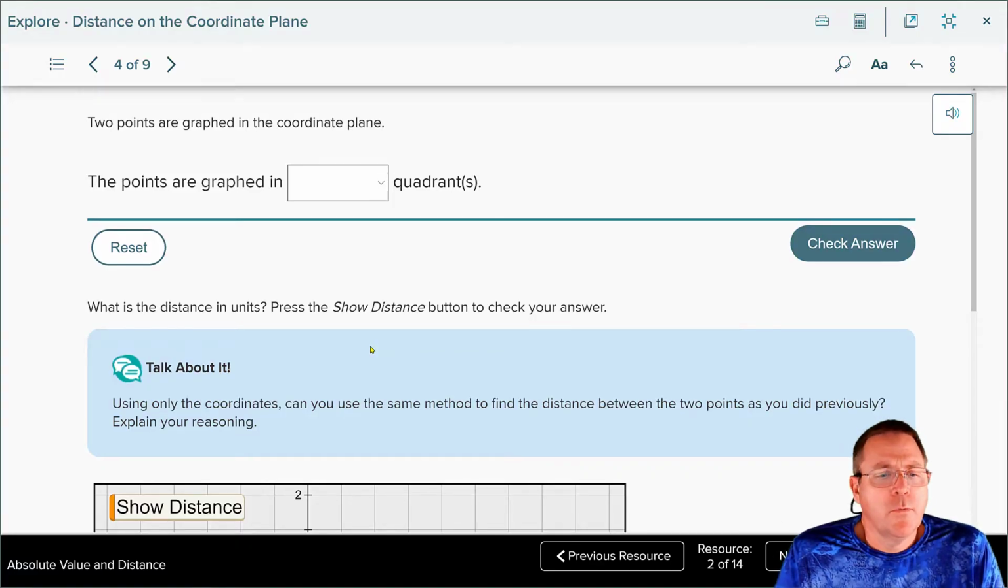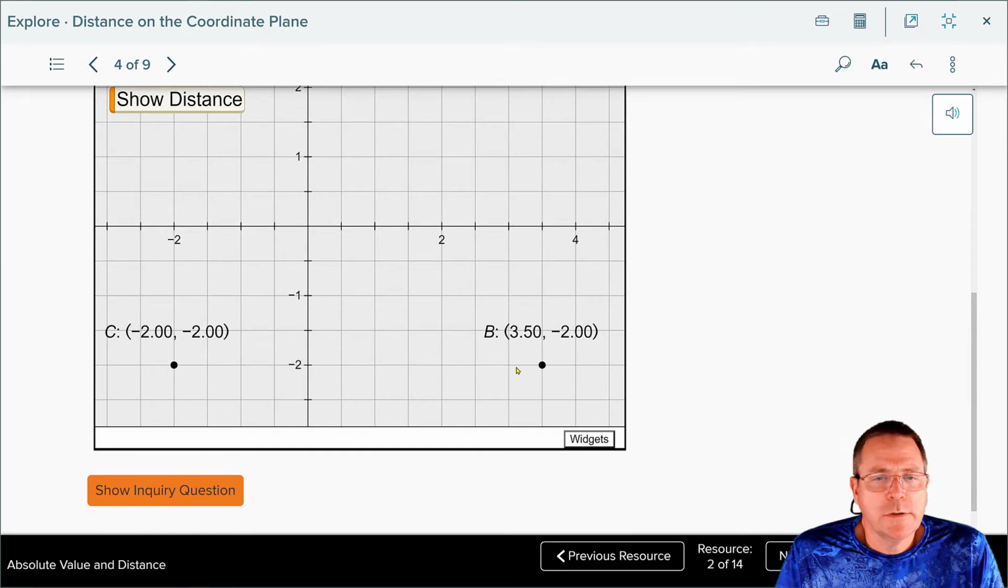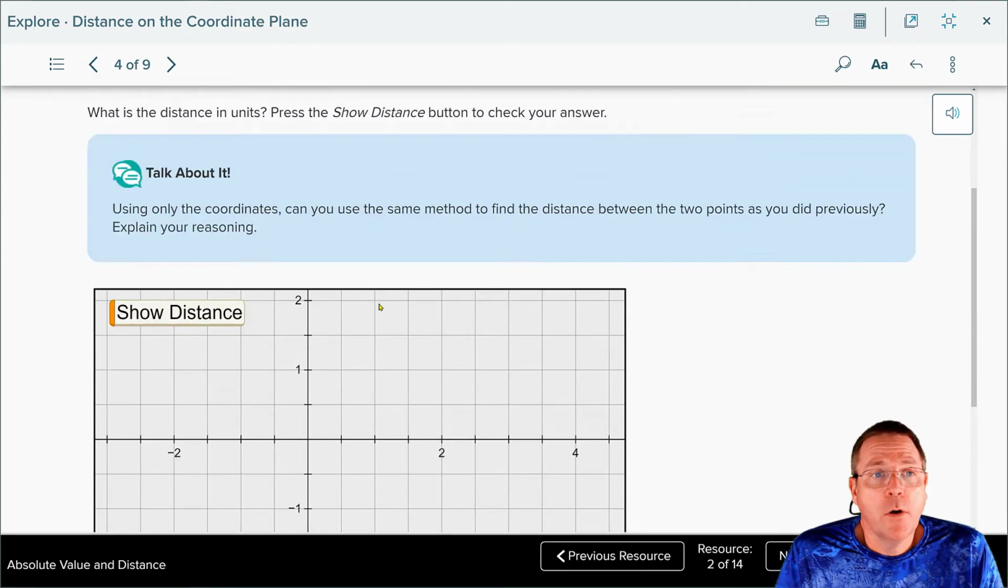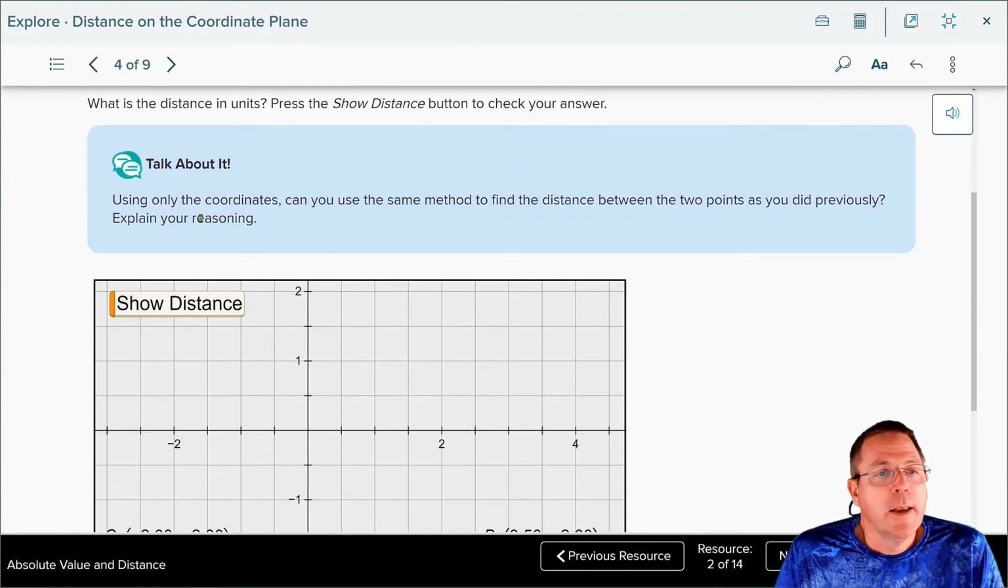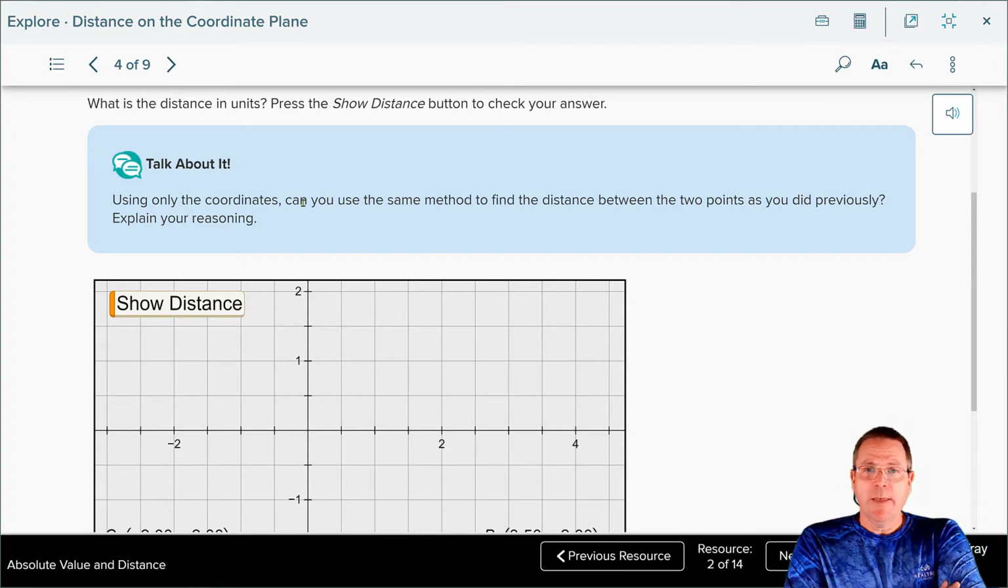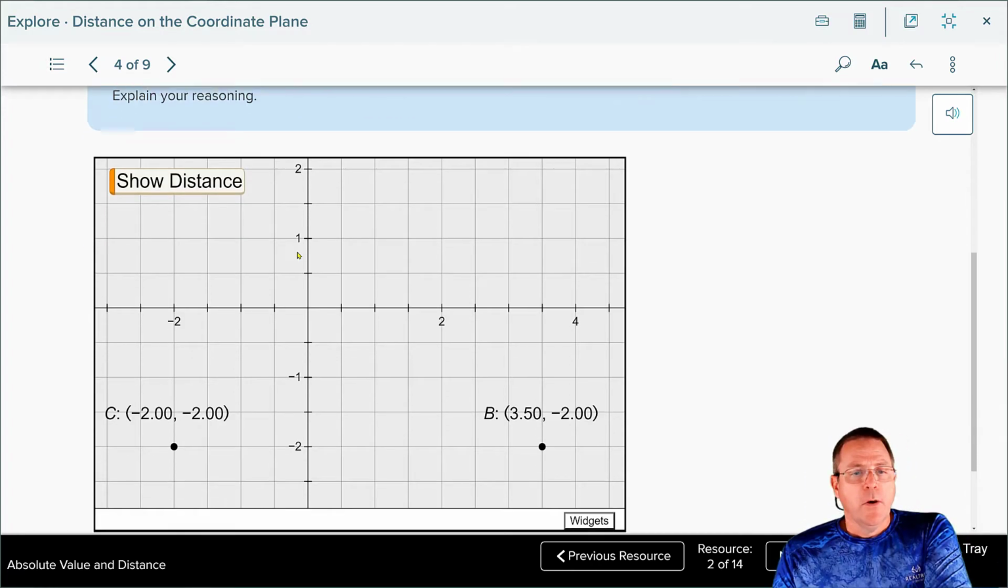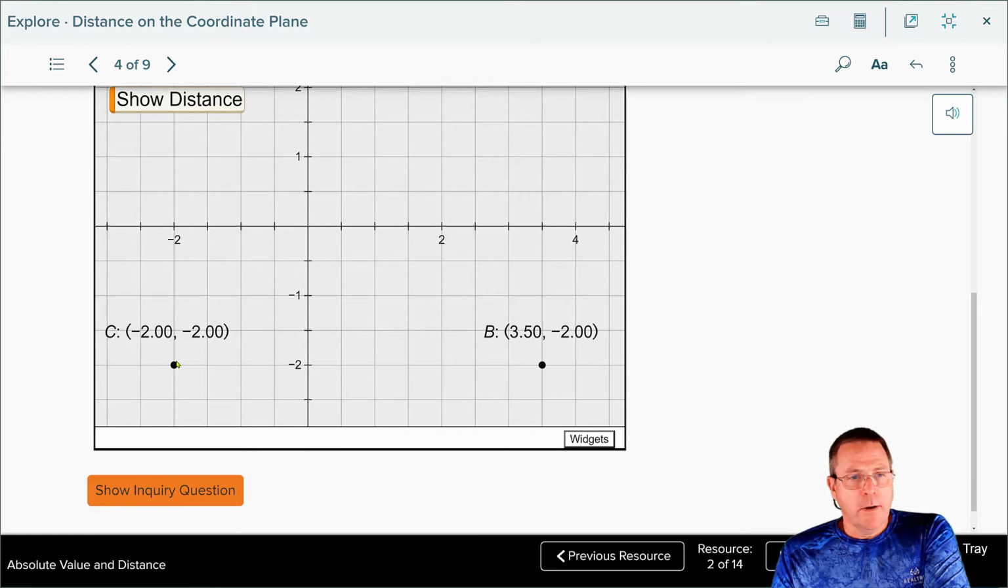Now let's take a look at another one. This time we're looking at points that are in different quadrants. We have one located in quadrant 3, one located in quadrant 4. So the points are going to be in these same quadrants. And now we're going to use only the coordinates. Can you use the same method to find the distance between the 2 points as you did earlier? Well, this time our y coordinates are still going to be the same at -2. But now I've got a -2 for my x here and a 3.5 for my y here.